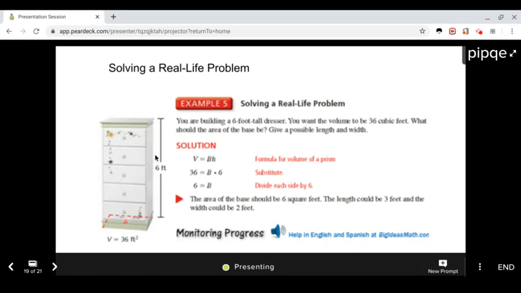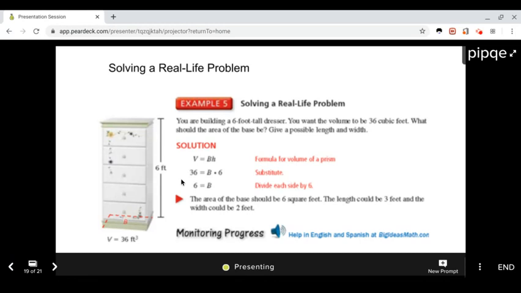So for this one, we have the volume equals base times height. They give us the volume, which is 36. The base we don't know, and then the height is 6. Then all we do is divide both sides by 6, and I get that the base equals 6. So the area of the base should be 6 square feet.